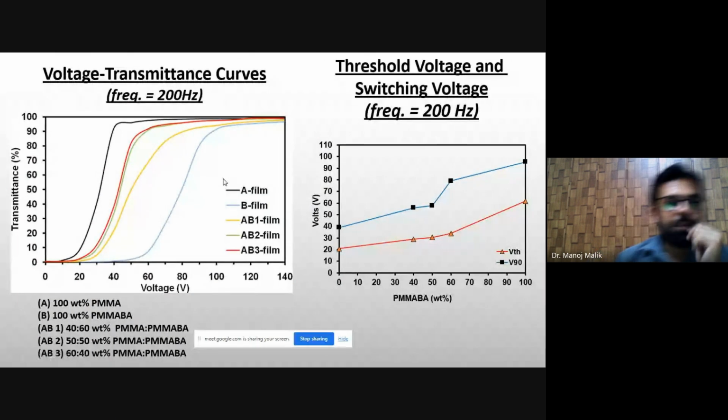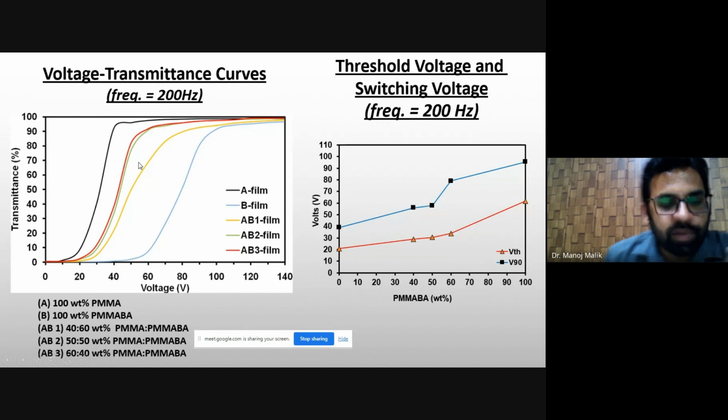Now, here comes the important part. The significant improvements are, for example, this black line is the pure PMMA film and liquid crystal, and this blue line is the pure PMMA copolymer and liquid crystal. In between, we can see we can improve the properties of the copolymer drastically by adding a certain component of PMMA, without much compromise on the switching transmittance.